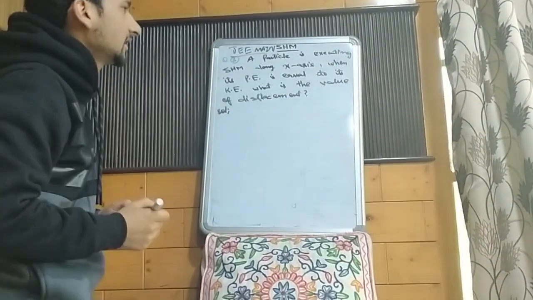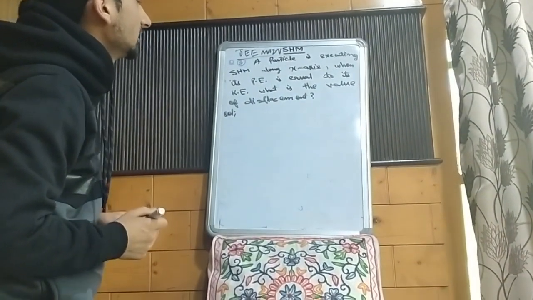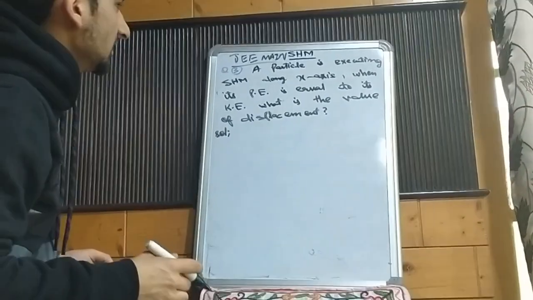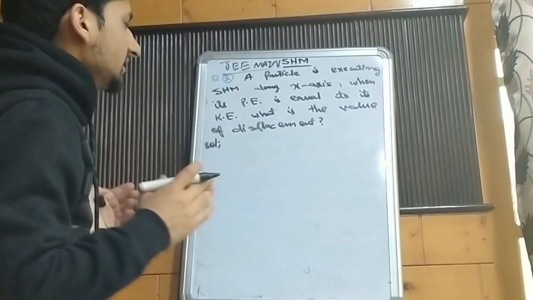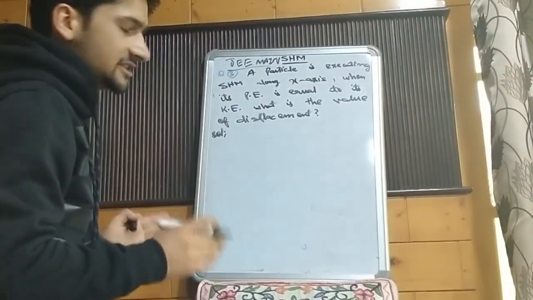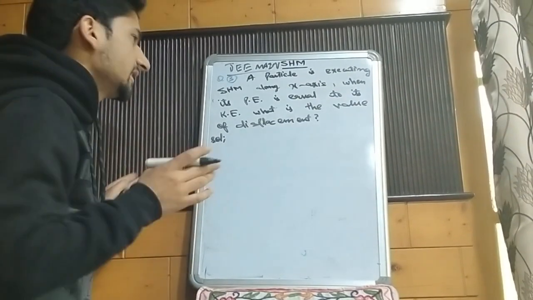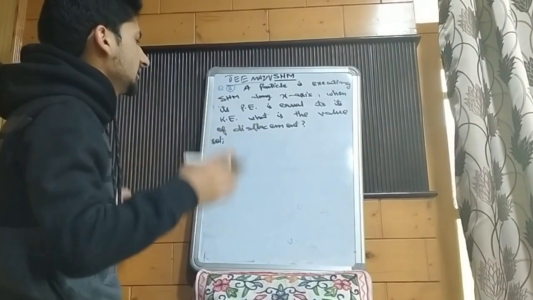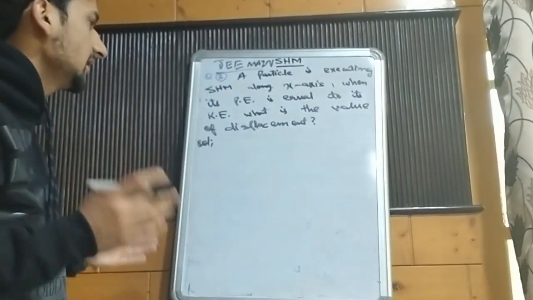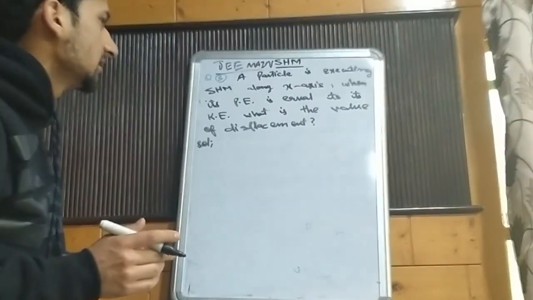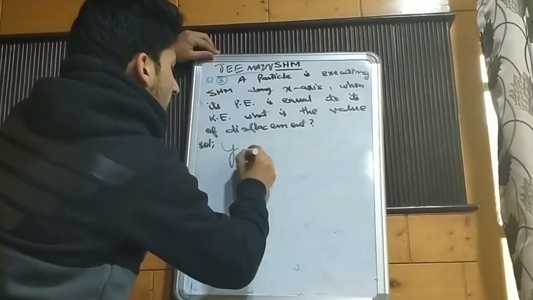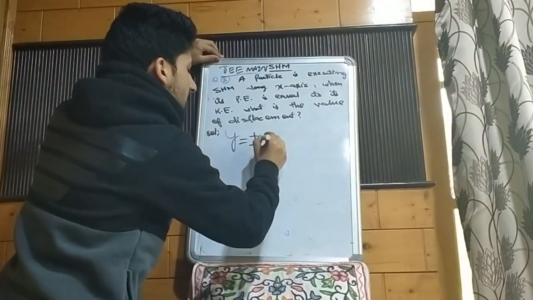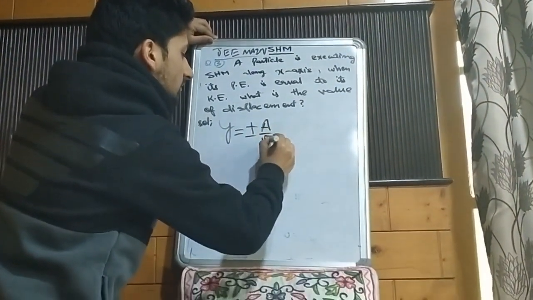This question has also been asked in the JEE Main. A particle is executing simple harmonic motion along the x-axis. When its potential energy is equal to its kinetic energy, what is the value of displacement? This we have already studied, and that came out to be y equal to plus minus a divided by root 2.